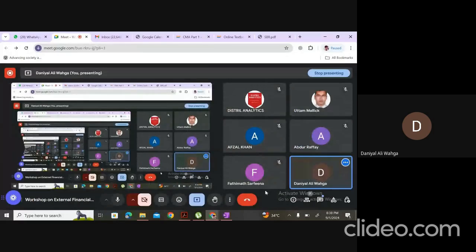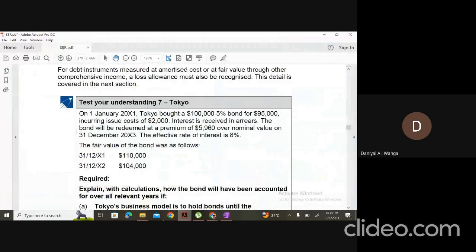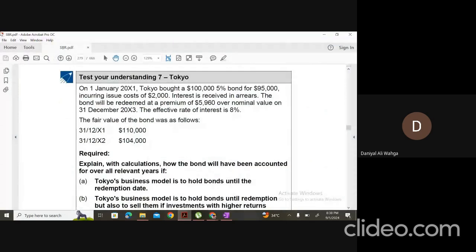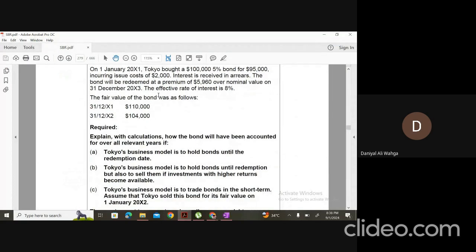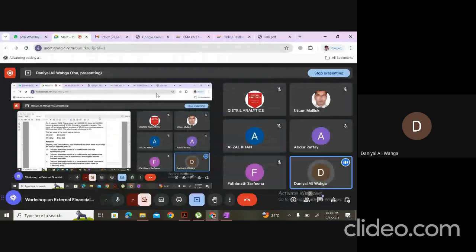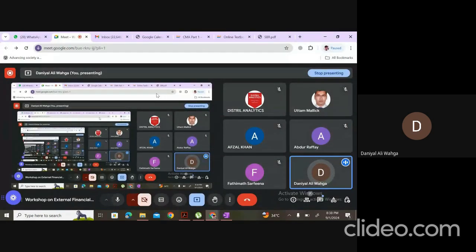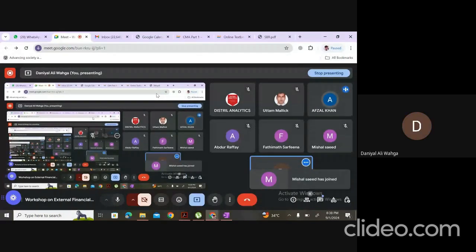So let's consider a question here, that is Tokyo. Right, everybody, let's start reading it. I think the screen is sharing, everyone. You guys are getting the screen. My voice is clear. Any problem? No, sir. Okay. All right.